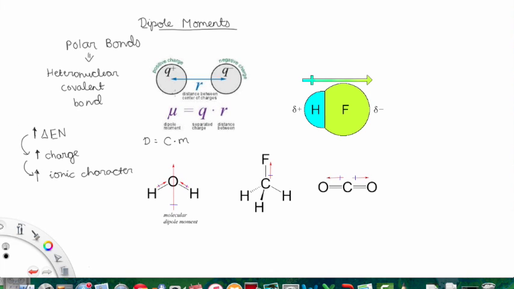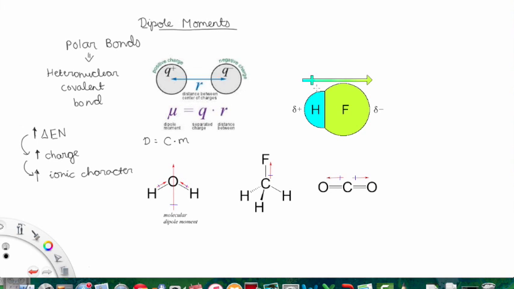If you have a positive charge and a negative charge, the charge is calculated in coulombs and the distance between the center of the two charges is given R in terms of meters. From here, the dipole is represented by an arrow pointing towards the slightly more negative atom.